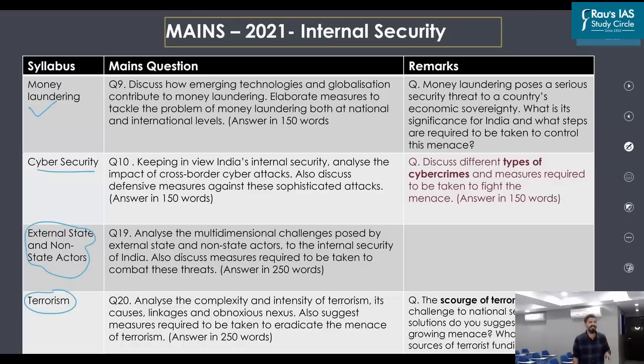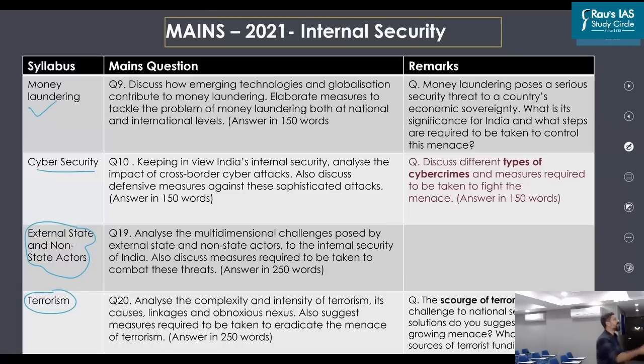So what was our approach in the mains revision classes? We broke these different subjects, based on the understanding of the previous year questions, into different parts and made individual questions on all these parts. And if anybody had prepared these aspects, they could have easily answered all the questions that you see on the screen, because most of the time these have been inspired from the previous year questions only.